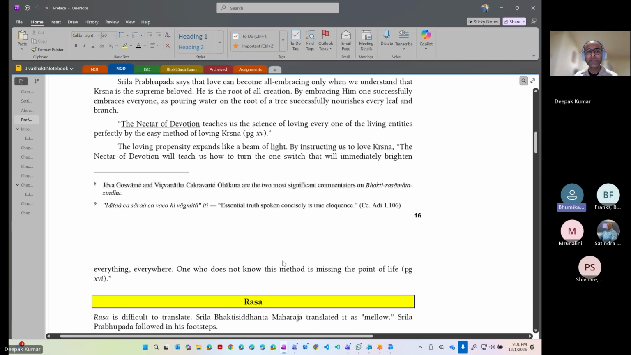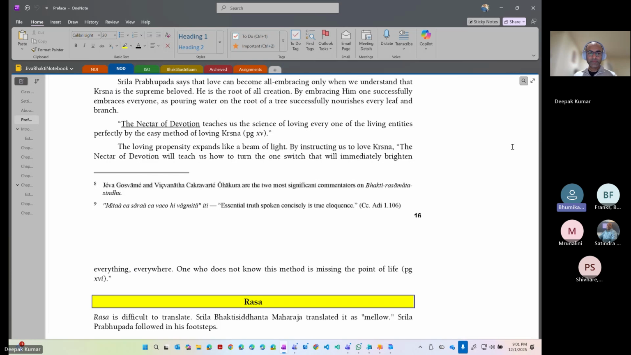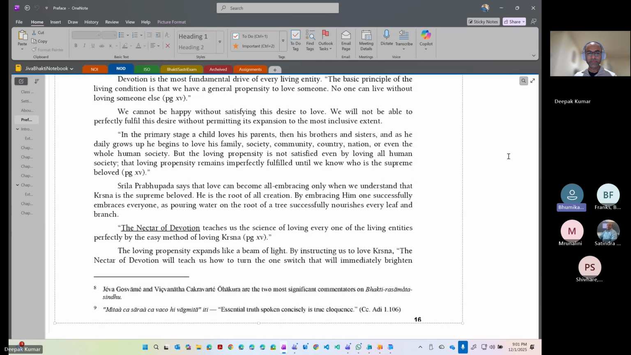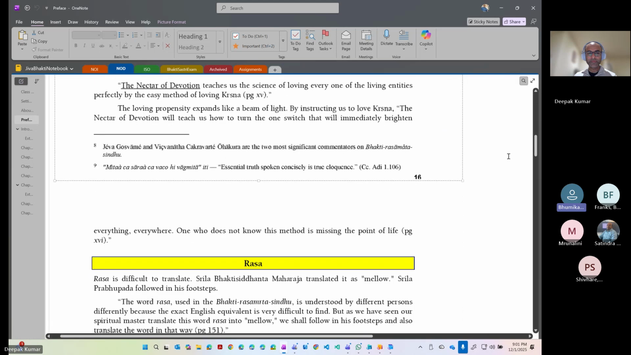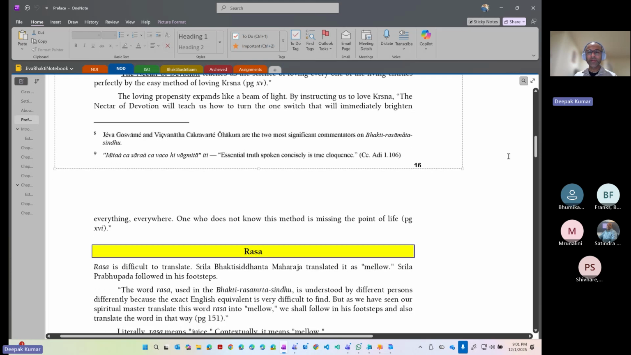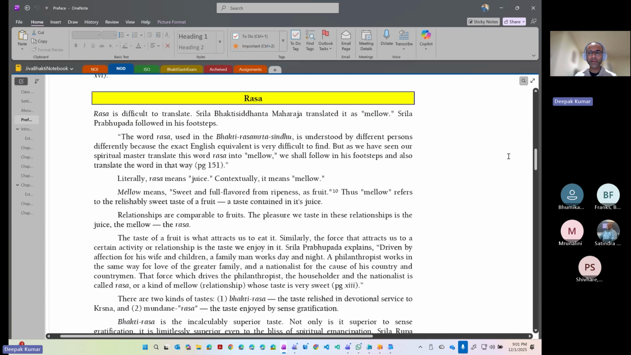The Nectar of Devotion teaches the science of loving every one of the living entities perfectly by the easy method of loving Krishna. The loving propensity expands like a beam of light. By instructing us to love Krishna, the Nectar of Devotion will teach us how to turn the one switch that will immediately brighten everything, everywhere. One who does not know this method is missing the point of life. Thank you, Mataji. Okay, somebody would like to read the rasa section here.